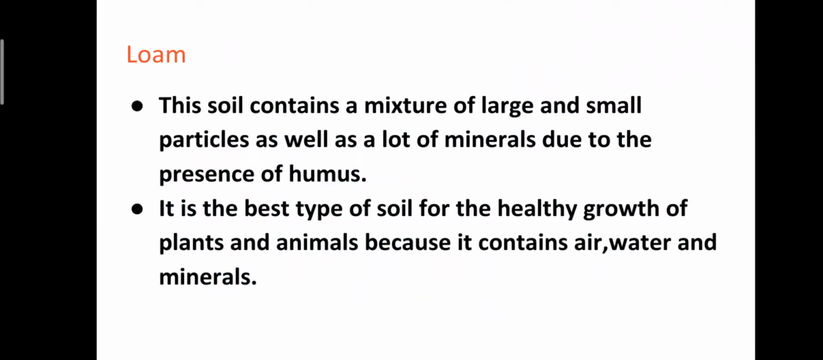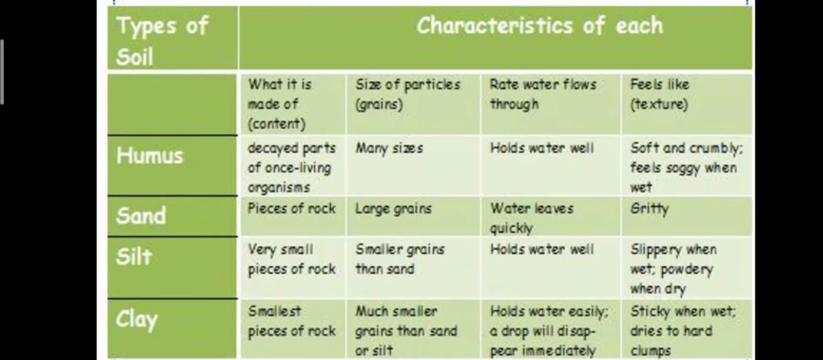Loam. This soil contains a mixture of large and small particles as well as a lot of minerals due to the presence of humus. It is the best type of soil for the healthy growth of plants and animals because it contains air, water, and minerals. Types of soil and characteristic of each type of soil.